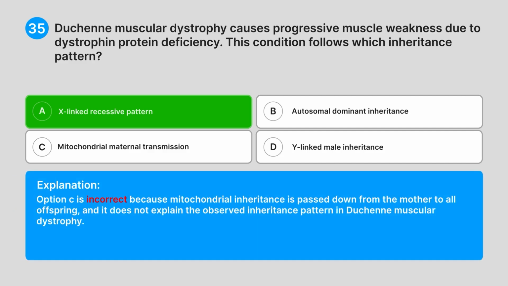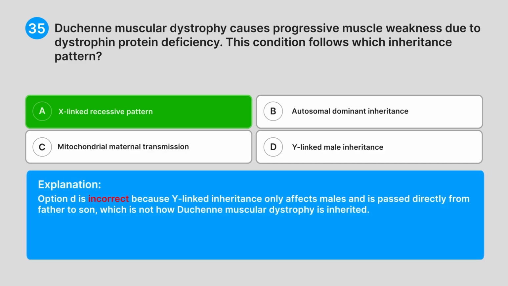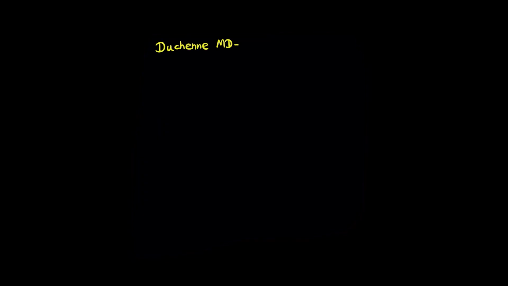Option C is incorrect because mitochondrial inheritance is passed down from the mother to all offspring, and it does not explain the observed inheritance pattern in Duchenne muscular dystrophy. Option D is incorrect because Y-linked inheritance only affects males and is passed directly from father to son, which is not how Duchenne muscular dystrophy is inherited. Duchenne muscular dystrophy follows an X-linked recessive inheritance pattern, creating a unique genetic situation.